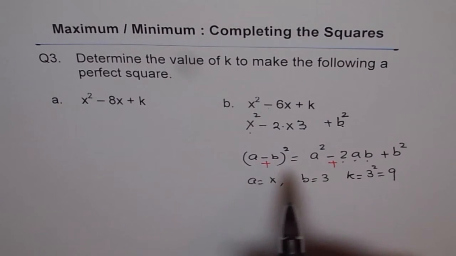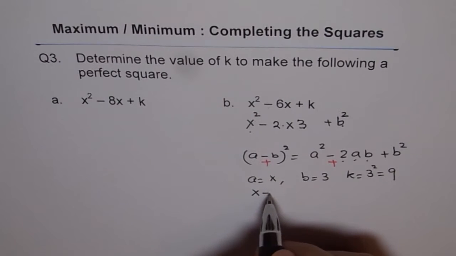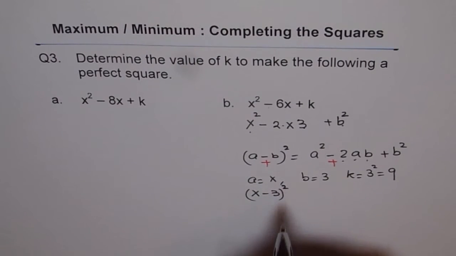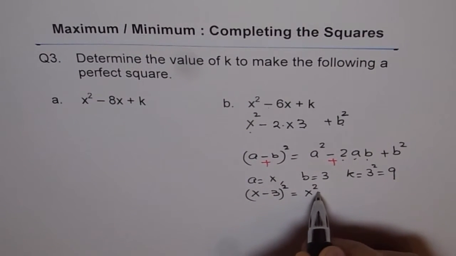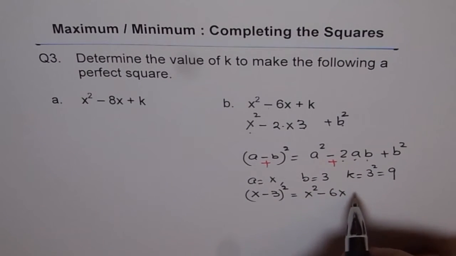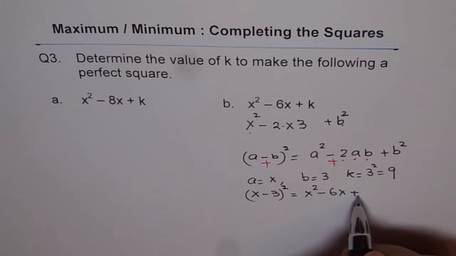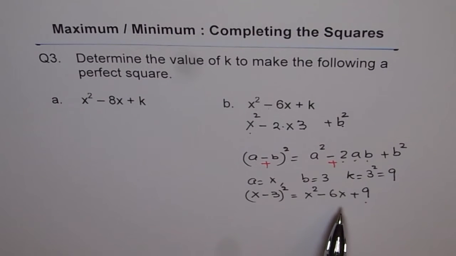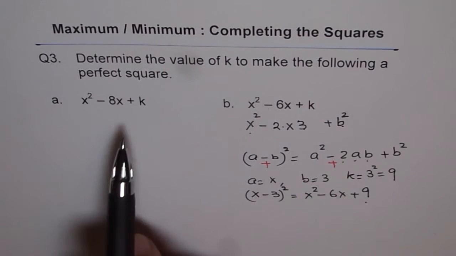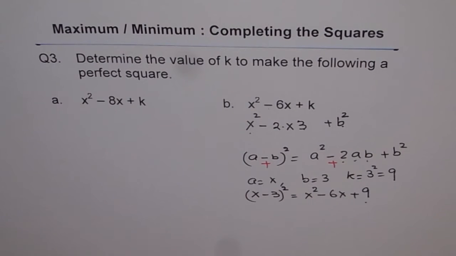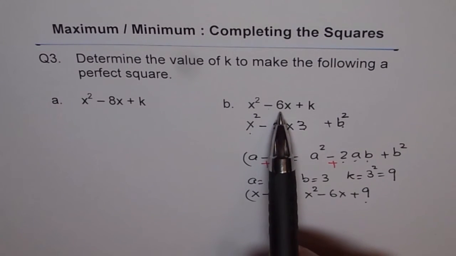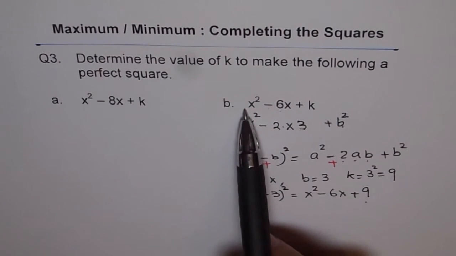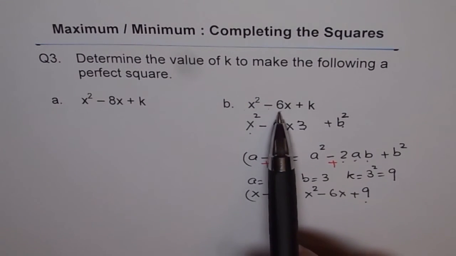Now you can check your answer. (x minus 3) whole squared will give you x squared minus 6x plus 9, right? So k should be 9, and that is how we get the value of k. I hope you understand. This is the logic which you need to apply here and find that value of k, correct? So you'll observe that k is half of this, if the coefficient is 1. Half of 6 is 3.